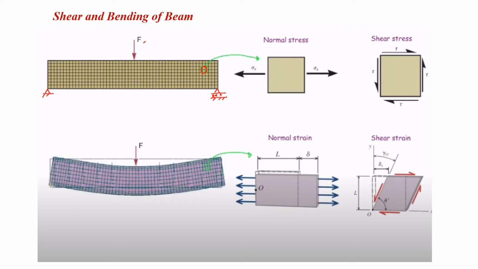Normal stress, that is bending stress, is normal to the surface, and shear stress is tangential to the surface. Corresponding to normal stress, we will have the normal strain, that is normal to the cross section, whereas because of the shear stress there will be shear strain, which causes the distortion of that particular element.